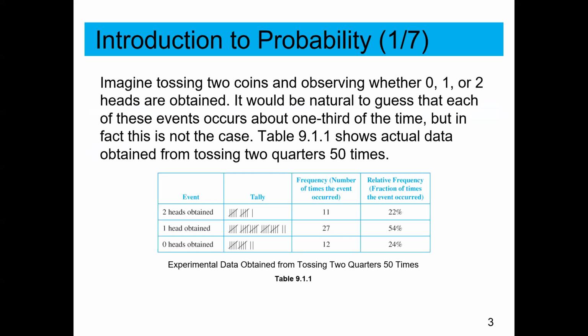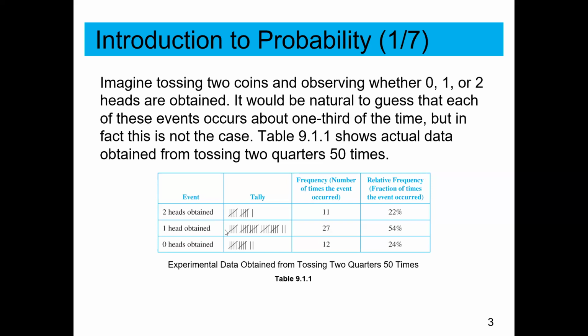So let's start with a coin. If I'm flipping two coins, the options that I can come out with are zero heads, one head, or two heads. And so this is a way to guess that these events each occur one third of the time, because there's three options. We'd often say there's three of them.